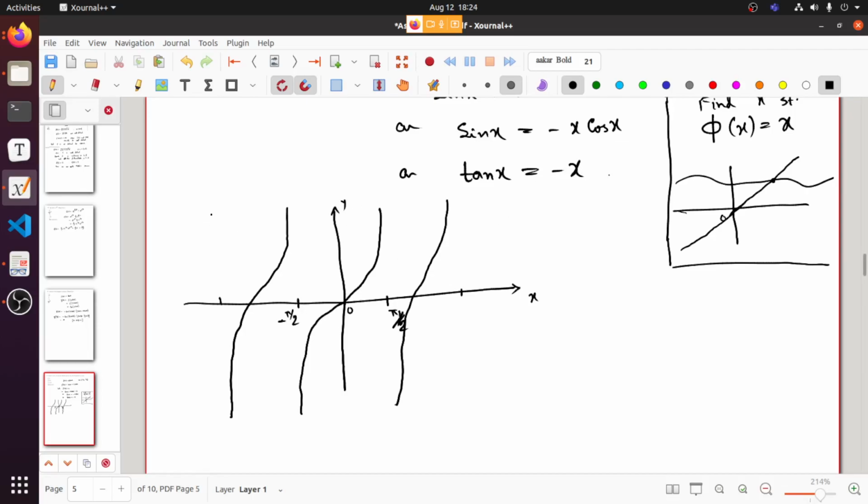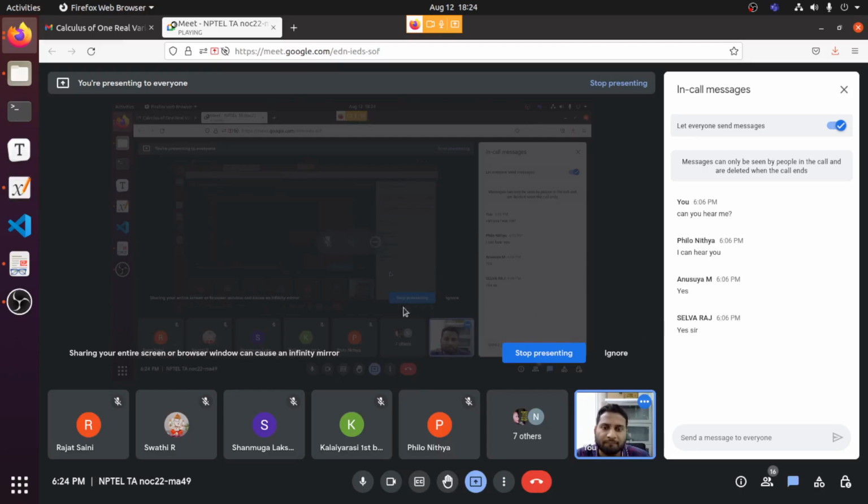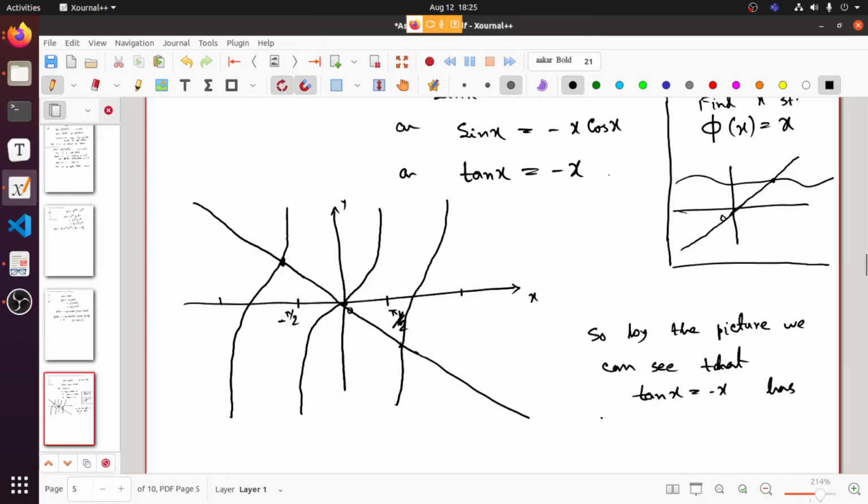Now you have to draw the minus x curve, right? So this is the minus x curve, y equals minus x. Where tan x and minus x will cut, these are the points of intersection, right? So again tan will look like this, so it will cut infinitely many times, right? So this has infinitely many solutions. By the picture we can see that tan x equals minus x has infinitely many solutions.